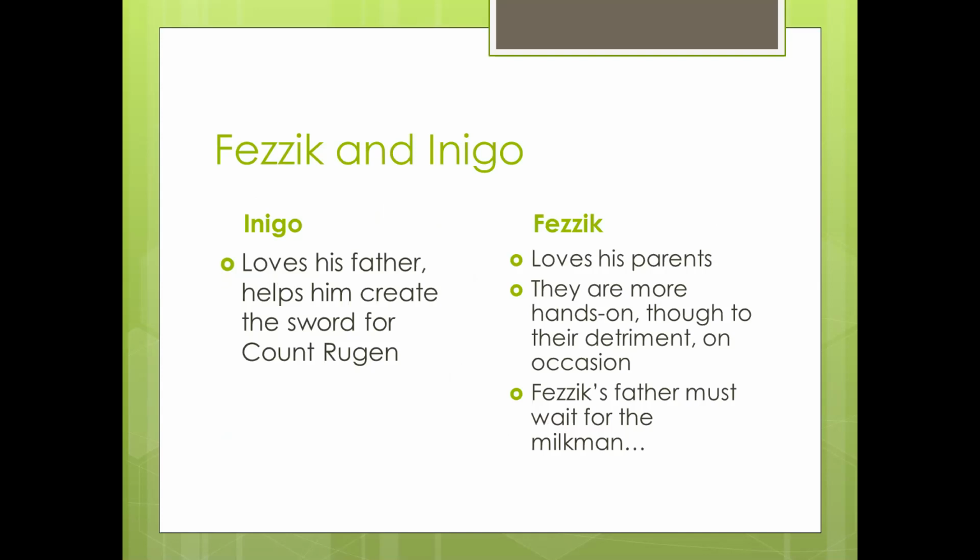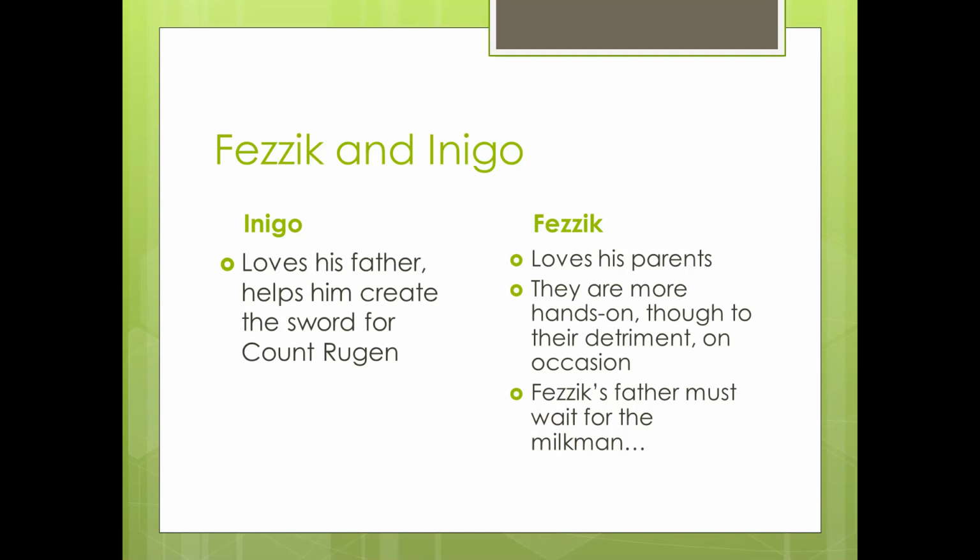So Fezzik and Inigo, again, both come from loving parents. Inigo is often found helping his father create the weapons, including the six-fingered sword that he makes for Count Rugen. Fezzik has more hands-on parents, though, sometimes to their detriment, as Fezzik's father learns when he gives him his first boxing lesson. He makes Fezzik throw a punch, and when it connects, it, of course, breaks his father's jaw.